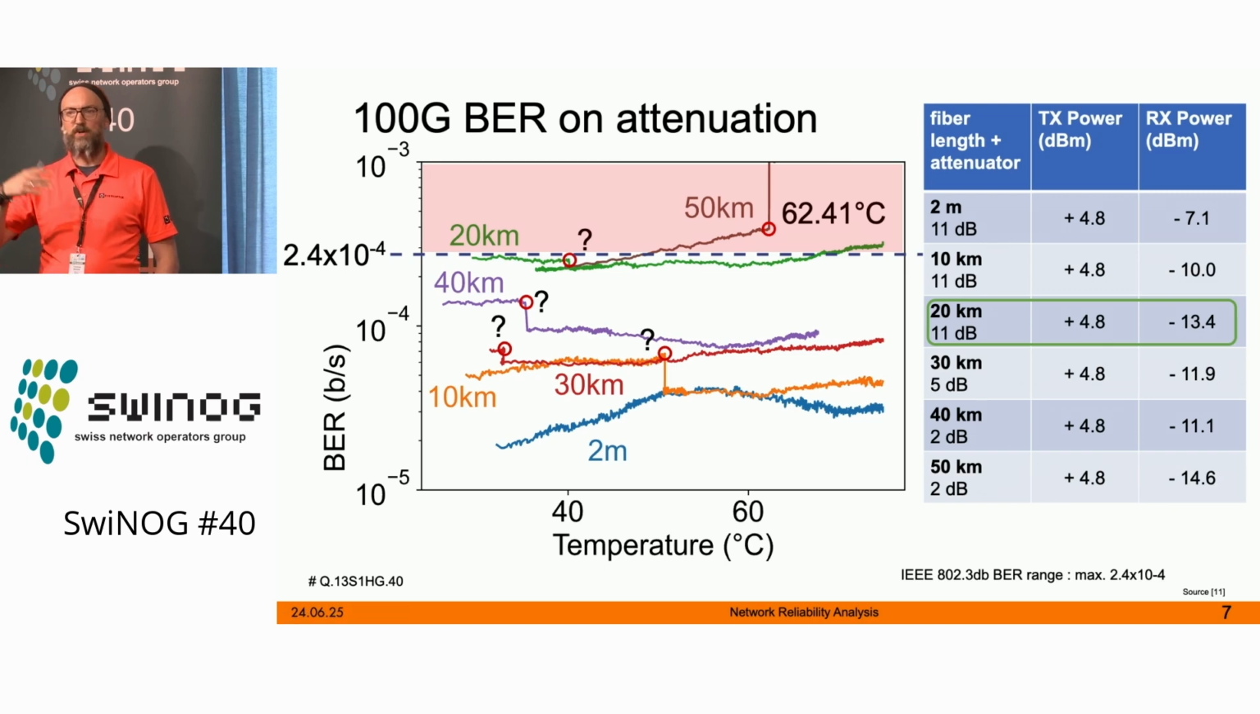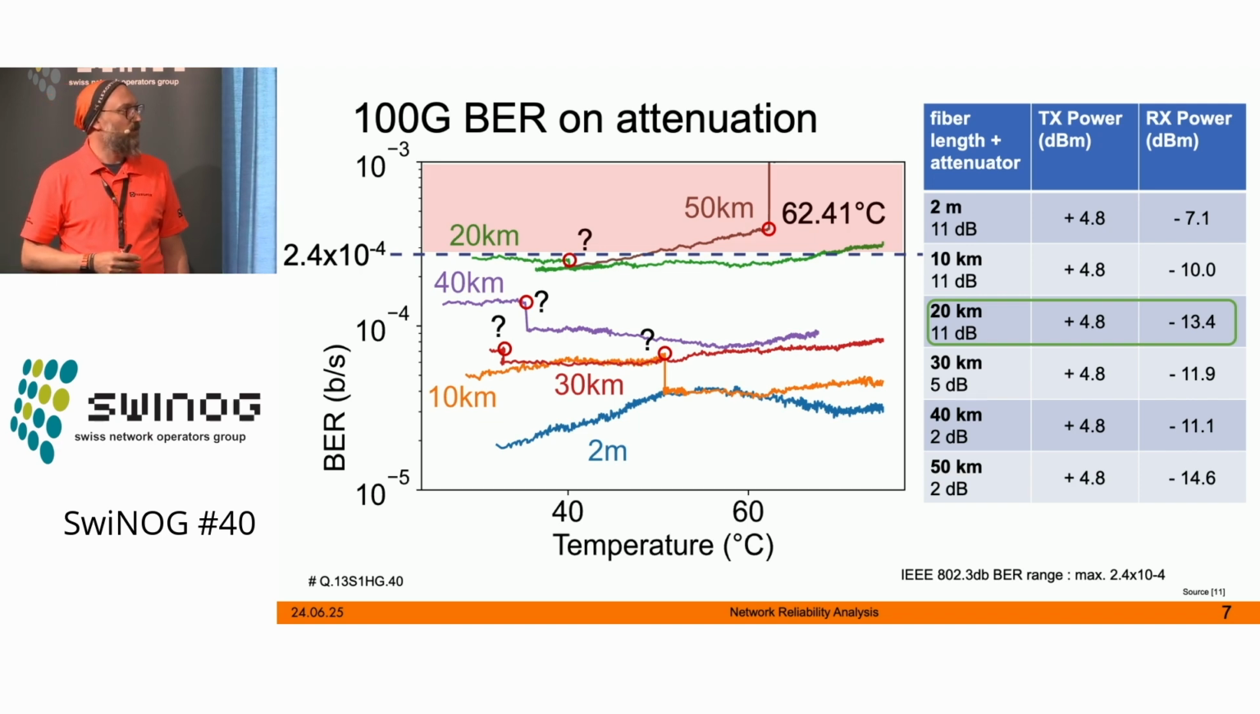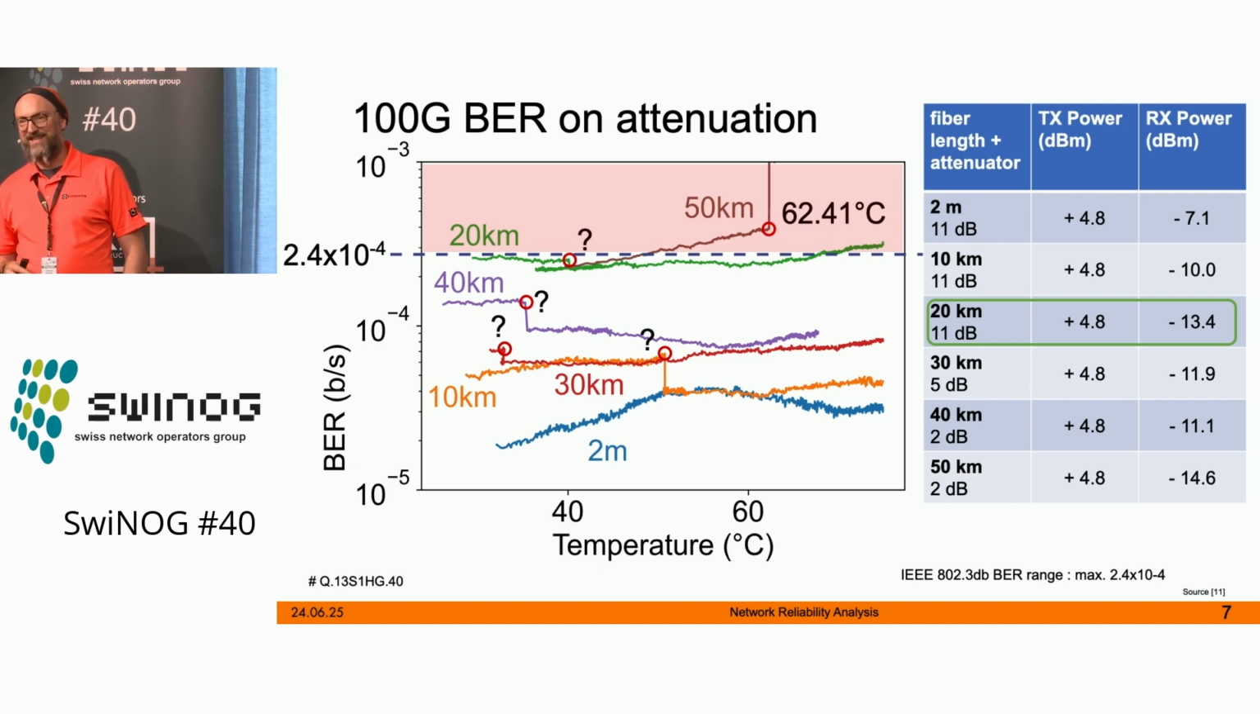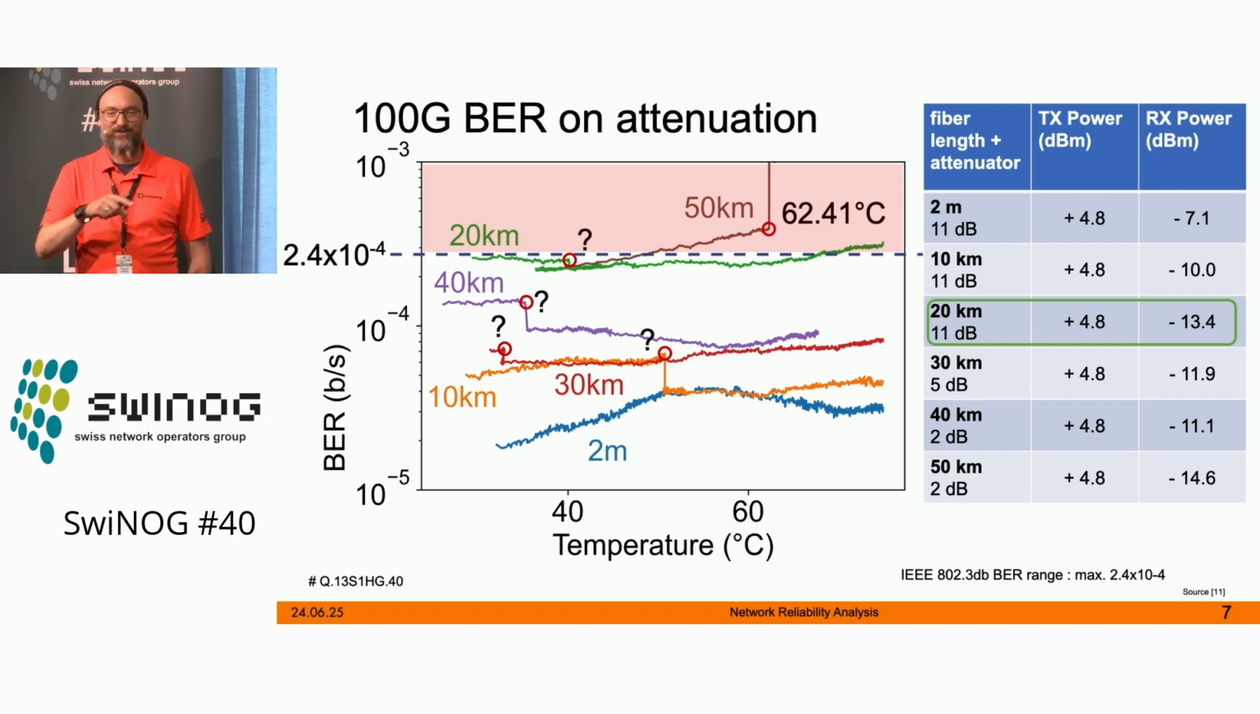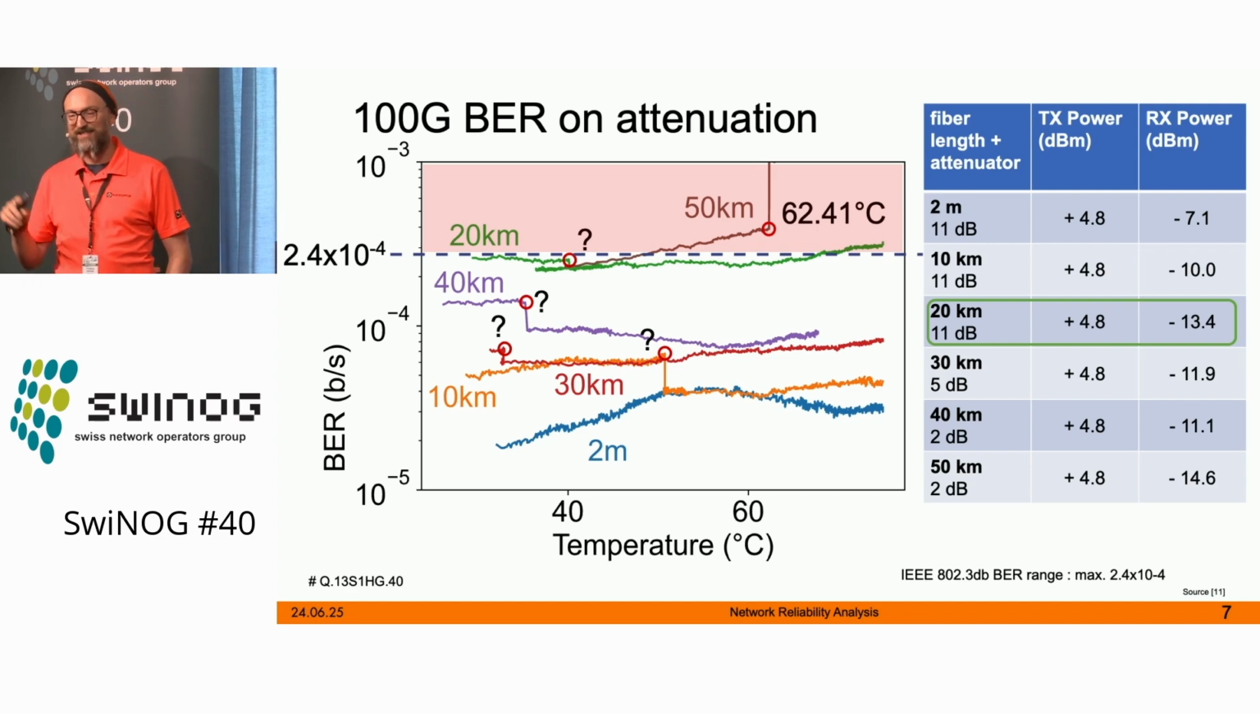You don't want to get below that one, because otherwise you have way too many errors, and then it's causing troubles, and you can't correct them later on any longer. That's a definition by IEEE. So we want to have a better bit error rate than 2.4 multiplied by 10 to the power of minus 4, and for simplification I just use the exponent now for further slides: minus 4, minus 5, etc.